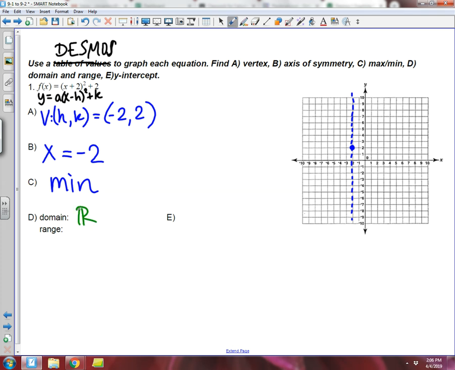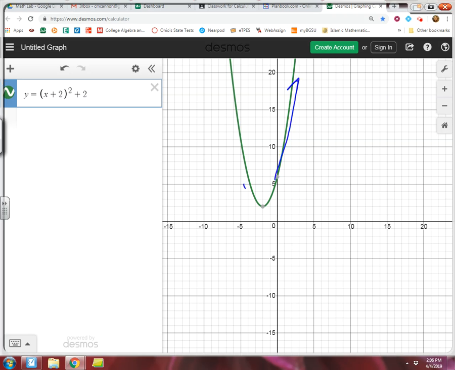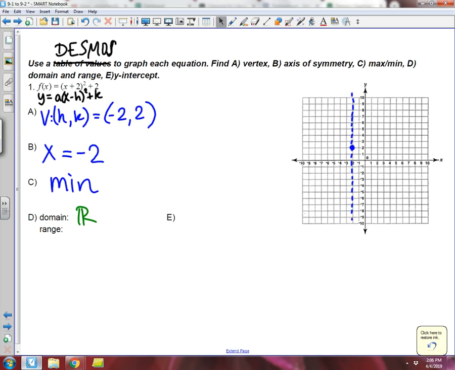Remember, I use that funny looking R if I don't want to write it out. Range is the y's. Y's go up and down, don't they? This thing keeps going up and up and up because it has a minimum point, doesn't it? If it has a minimum, are all the y's greater than it or less than it? Greater than it. Greater than whatever the y is right there. What is the y right there? 2. So for my range, the y is going to be greater than or equal to 2.